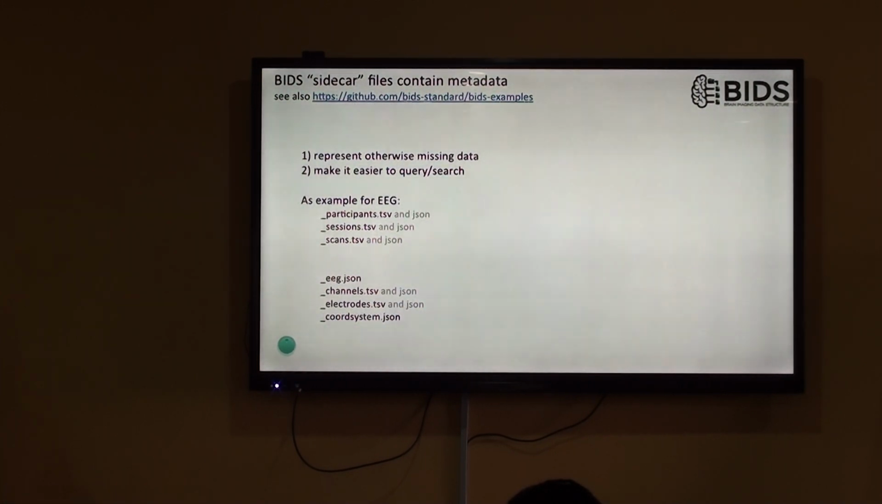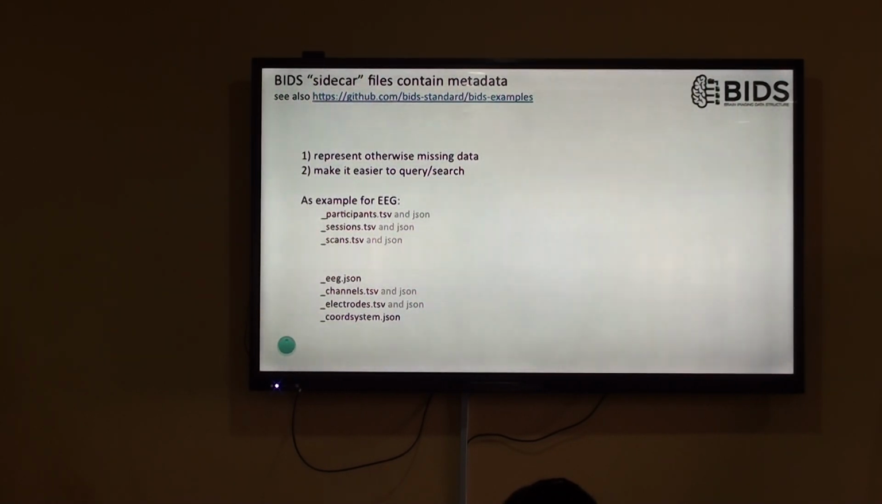We have the participants file. It's a TSV file. TSV stands for tab separated values. It's just a table. You can read it in Excel. For every participant, it contains a number of columns that specify the characteristics of those participants.